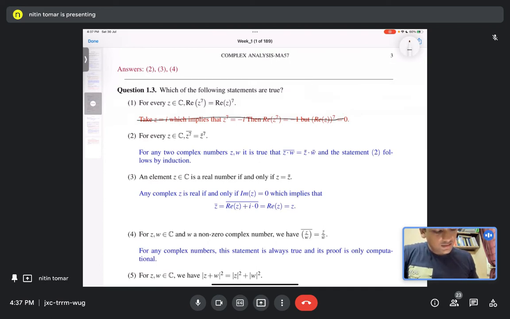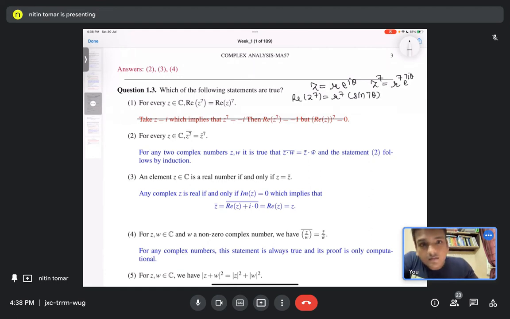Let's see this in generality. If you take z to be r e to the iota theta, what will be z to the 7? It will be r to the 7 e to the 7 iota theta, right? So the real part of z to the 7 will be equal to r to the 7 cos 7 theta, right? Is this clear?